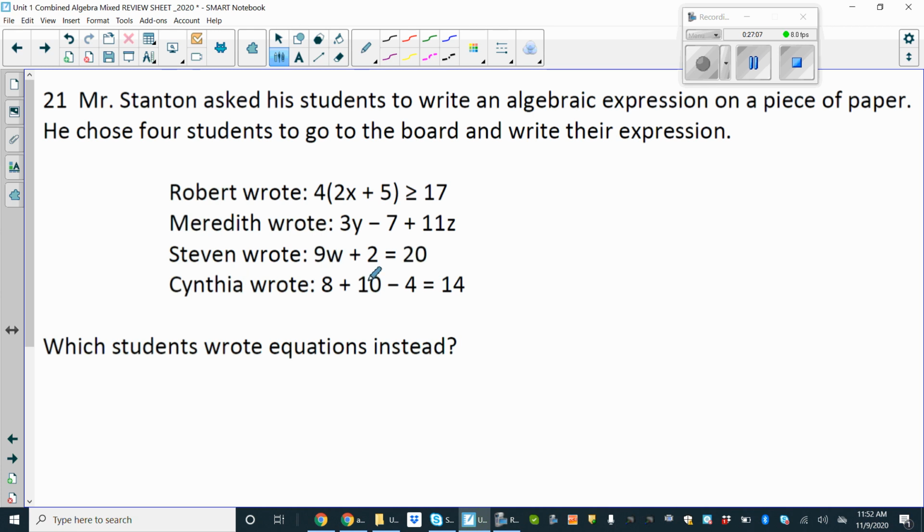Stephen wrote 9w plus 2 equals 20. That's an equation. Cynthia wrote 8 plus 10 minus 4 equals 14. That's an equation. So Stephen and Cynthia wrote equations instead.